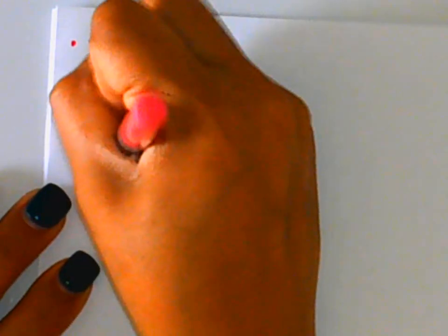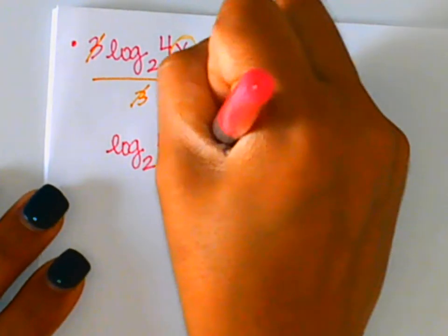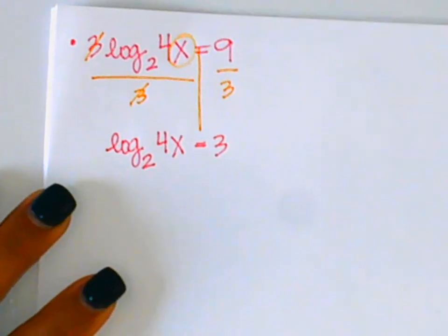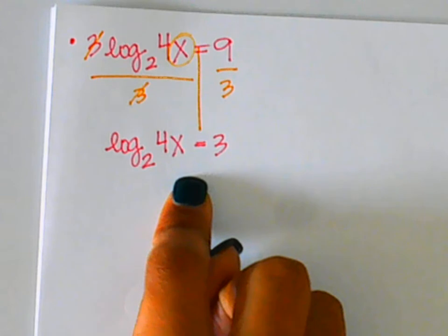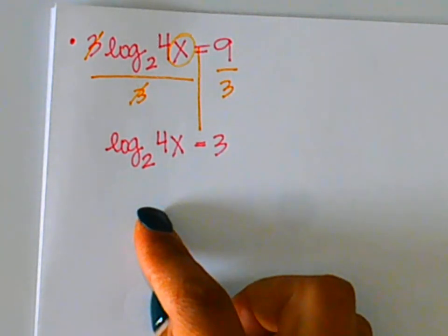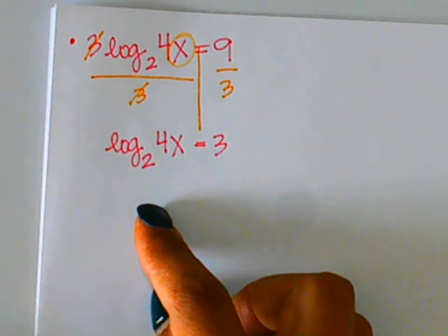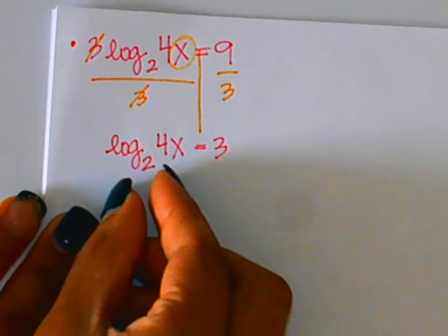So when I do that, I am left with log base 2 of 4x, sorry. And then 9 divided by 3 gives me 3. All right. So here, I can't really get any closer to the x because my log is there. I can't do anything with the 2 because that's just the base. I can't use inverse operations at this point because it's locked. It's locked inside of that log.